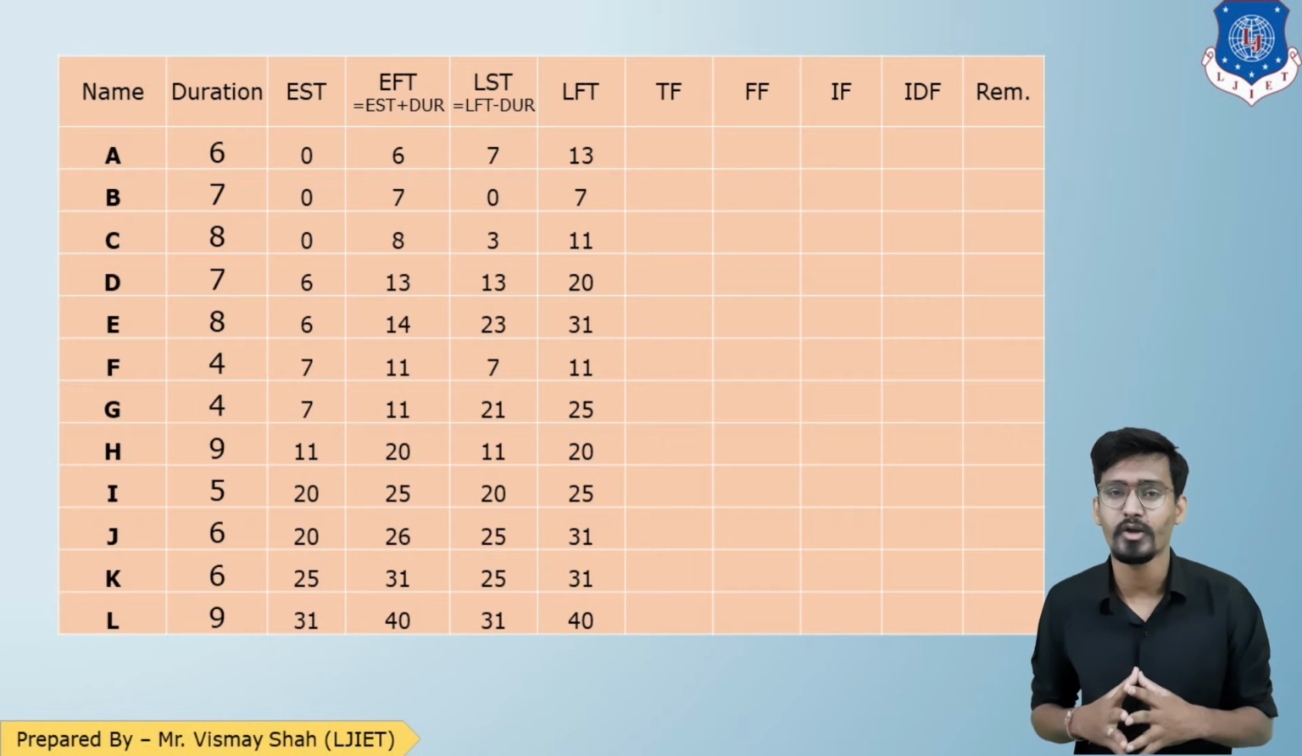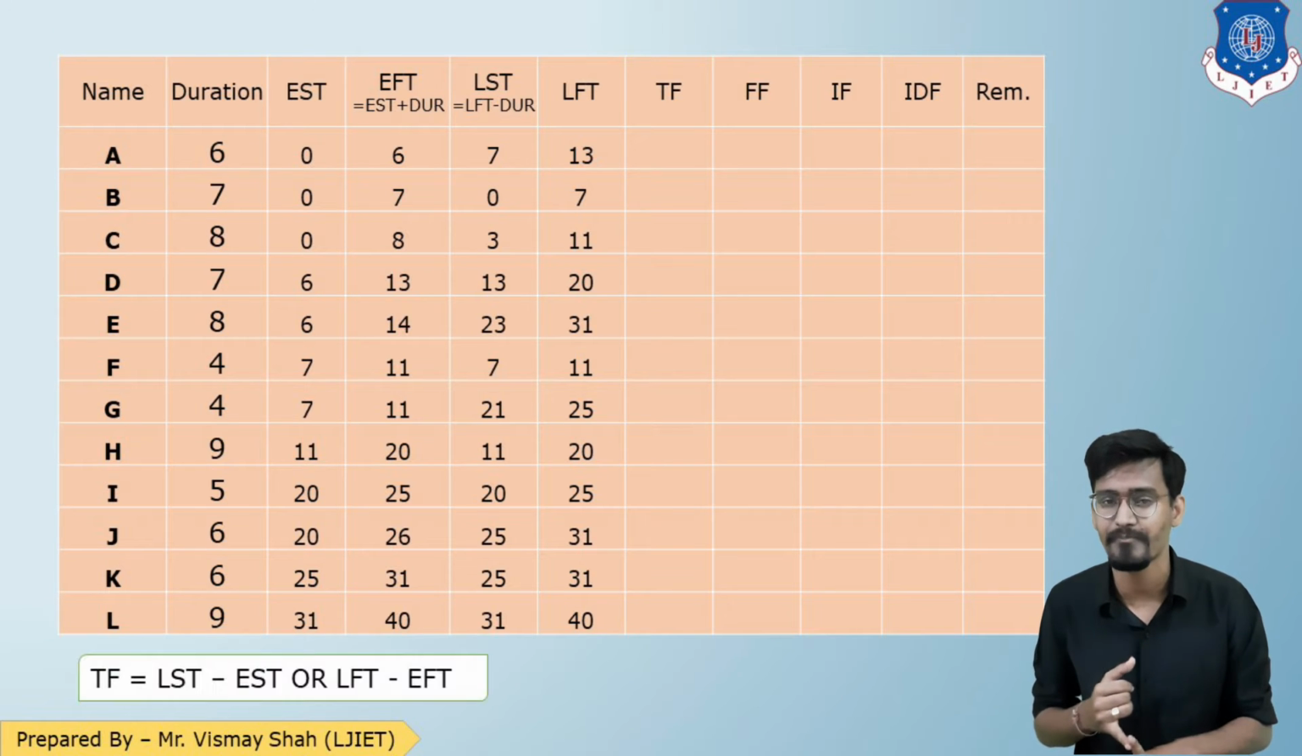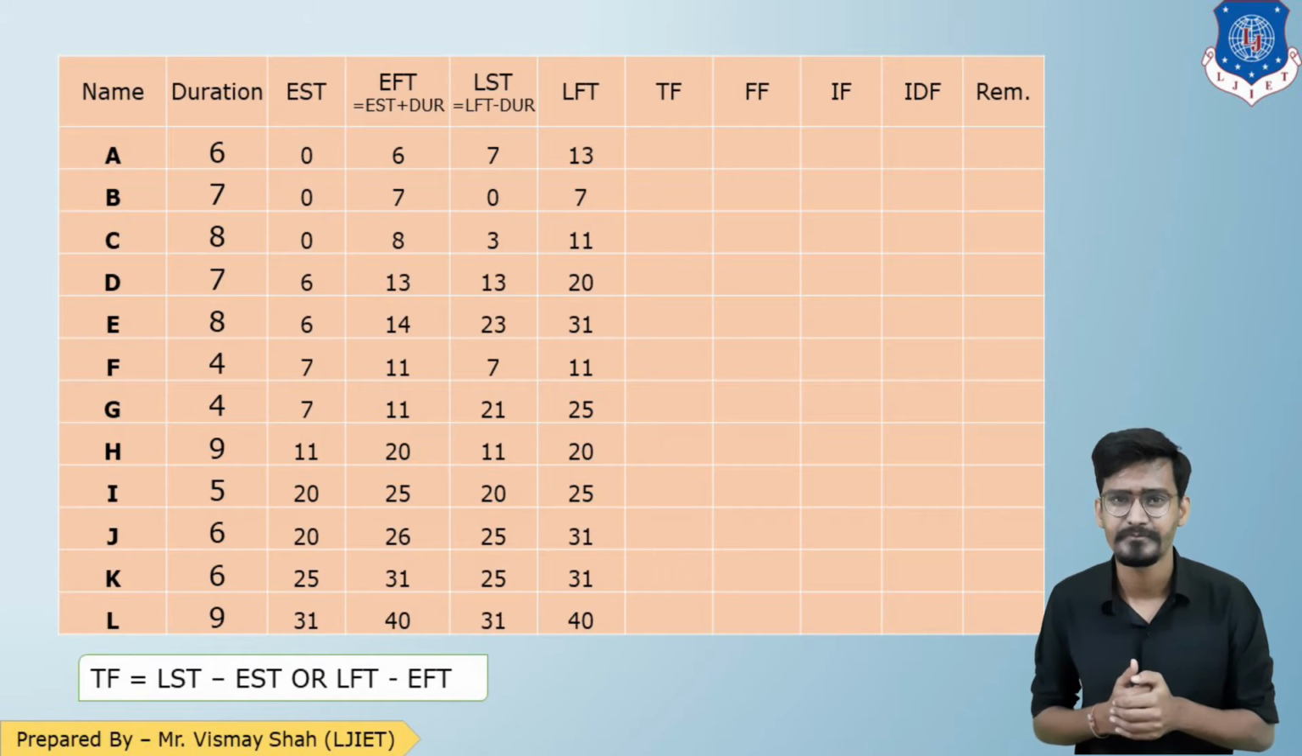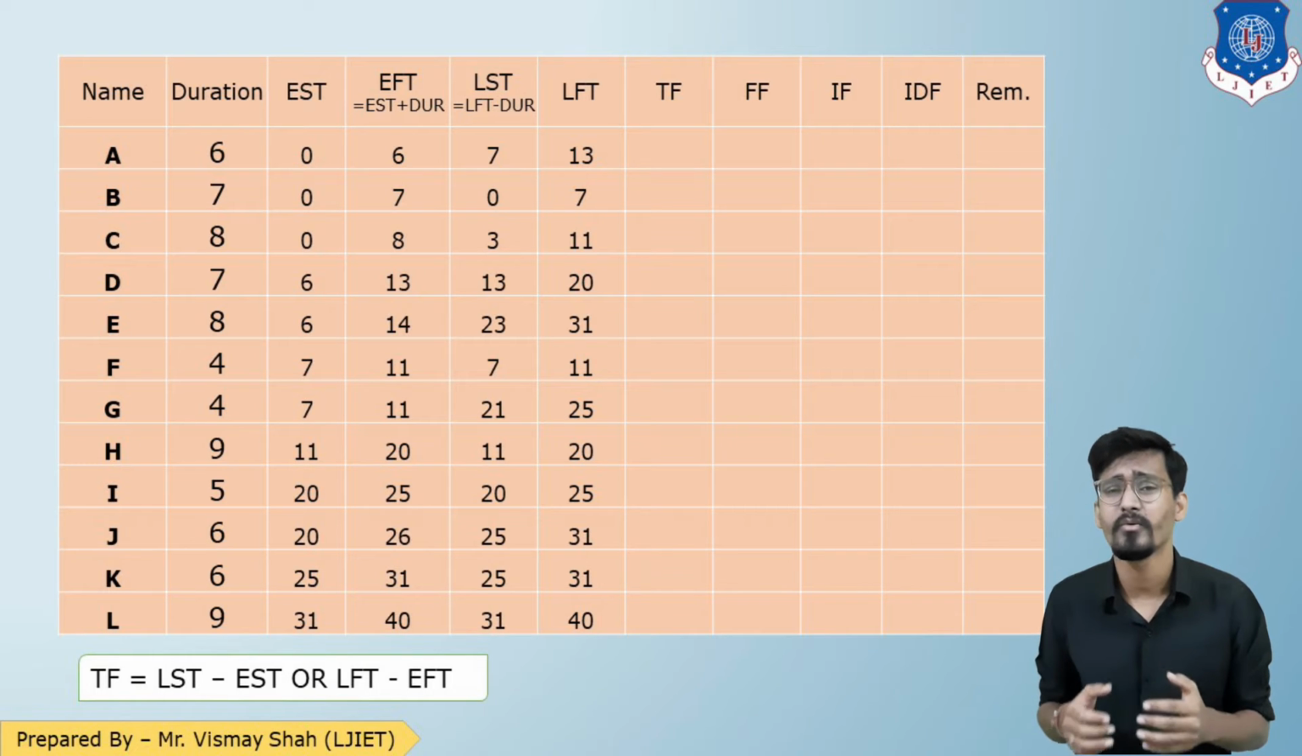So we can find the total float, either by subtraction of finish time or subtraction of start time. So LFT minus EFT or LST minus EST. So let us do LFT minus EFT. For A, LFT is 13, EFT is 6. So 13 minus 6, 7. For B, LFT is 7, EFT is 7. So 7 minus 7, 0. For C, LFT is 11, EFT is 8. So 11 minus 8, 3. So that is how we need to complete the entire table of total float.